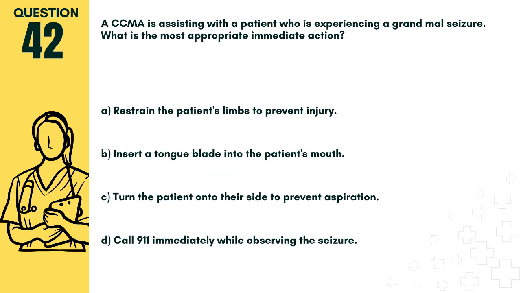Question 42. A CCMA is assisting with a patient who is experiencing a grand mal seizure. What is the most appropriate immediate action? A. Restrain the patient's limbs to prevent injury. B. Insert a tongue blade into the patient's mouth. C. Turn the patient onto their side to prevent aspiration. D. Call 911 immediately while observing the seizure.